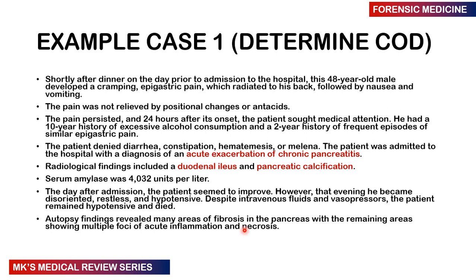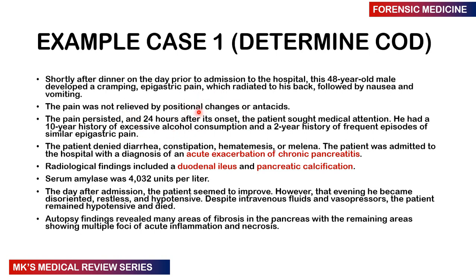Okay, so let's go through this case once more. Remember that this person is having dinner. Then they develop this crampy epigastric pain that's radiating to the back, followed by nausea and vomiting. So this is pointing us towards pancreatic issues. This person has had a 10-year history of excessive alcohol consumption. So it means there is already some chronic alcoholism. The chronic alcoholism is what's most likely going to be causing the pancreatitis. Okay, so keep this in mind. We have the chronic alcoholism and we have this episode of pancreatitis.